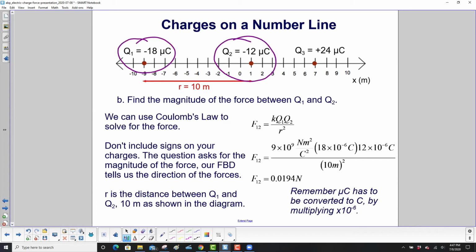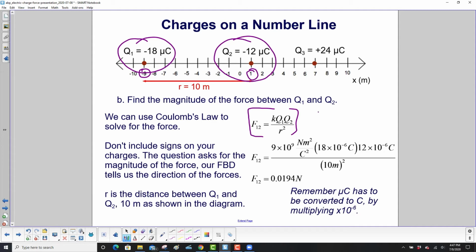We can use Coulomb's law to solve for the force. So that's kQ1Q2 over r squared. We find r by finding the distance between the two charges. So it's -9 here, 1. So that distance is 10. Don't include signs on your charges. The question asks for the magnitude of the force. Our free body diagram will tell us the direction of the forces.